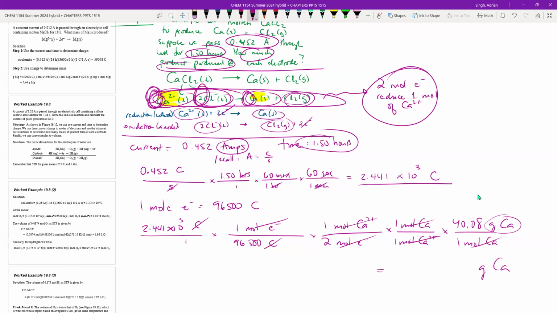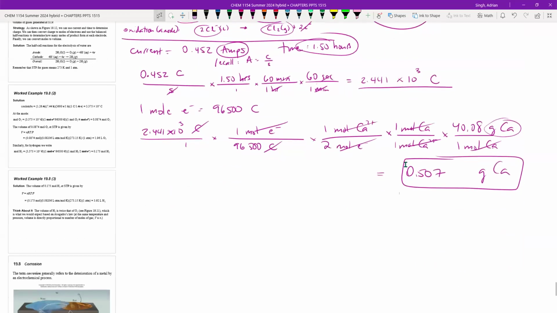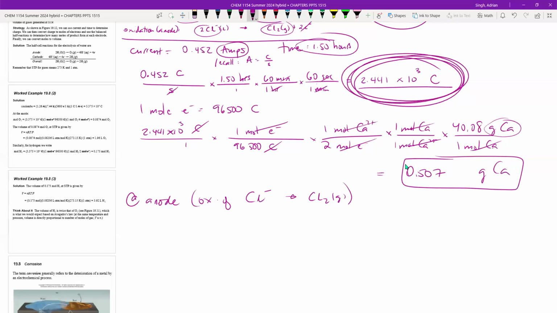So all that stuff, stick this in your calculator and evaluate it. We end up at 0.507 grams of calcium that will be produced at the cathode where the reduction is occurring. We can also do something similar at the anode, the oxidation of the chloride ion into chlorine gas. Okay, so the charge is going to be the same because we use the current and then the time. The charge is the same, but you can start with that as well.